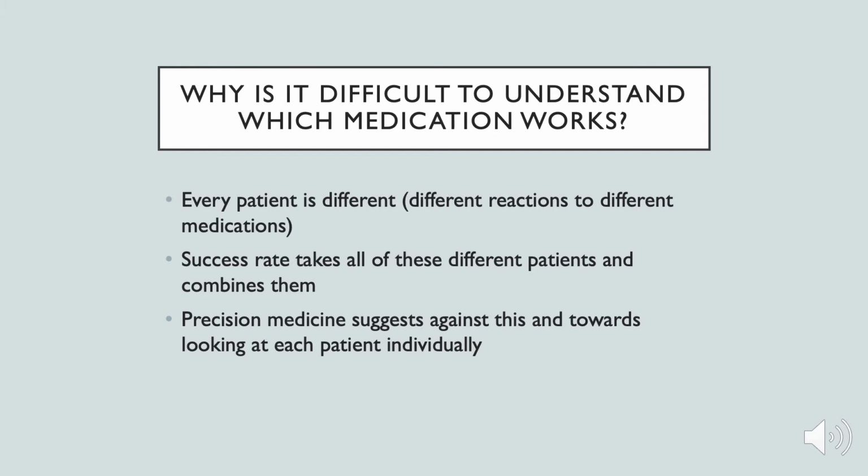The second part of the question is to give your opinion on why it is difficult to understand which medication works. So every patient is different, which means that there will be a different reaction to different medications taken. The success rate takes all the patients and combines them, and precision medicine suggests against this and towards looking at each patient individually.